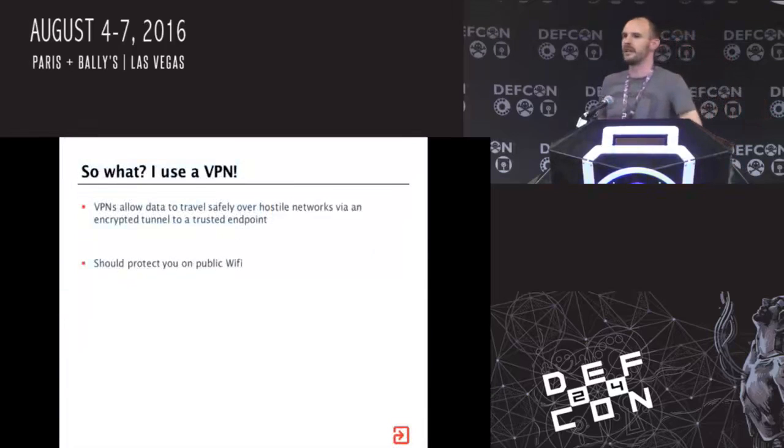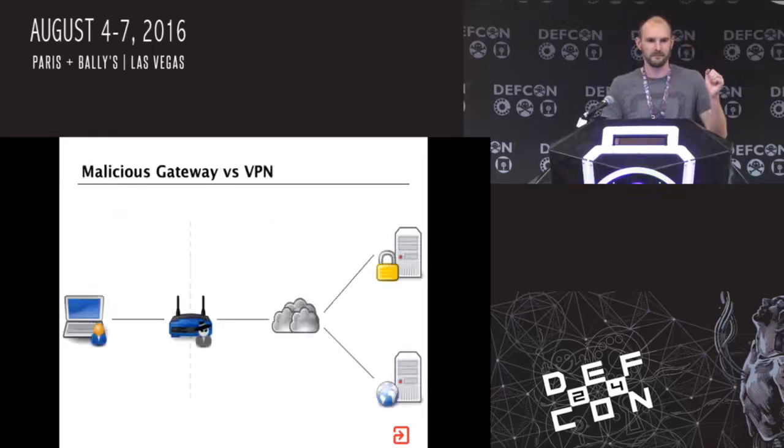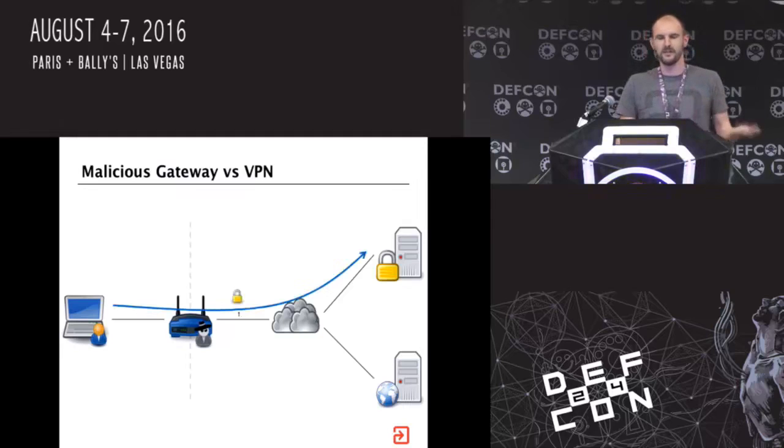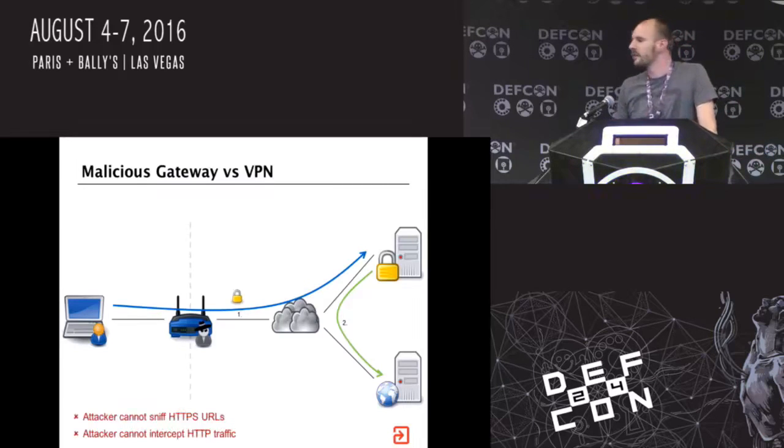So one of the key points we thought we were going to get from this was people turning around and saying, so what, I use a VPN. VPNs allow us to travel safely over hostile networks and should protect us in this area. Right? So just to go back to our previous examples, a malicious gateway with users connecting over a VPN: the user tunnels through to their VPN server, and then all traffic goes out to the internet from that VPN server. So the attacker can't sniff HTTPS URLs, or intercept traffic.